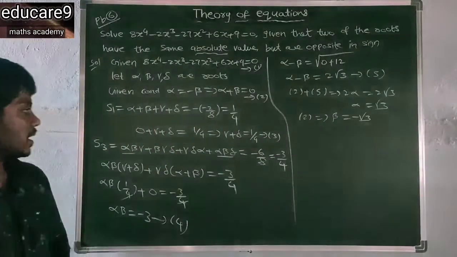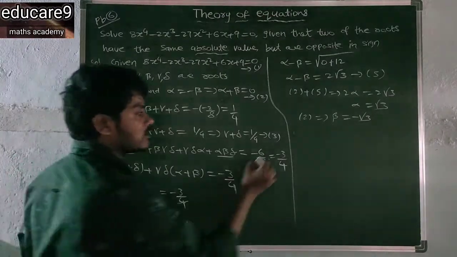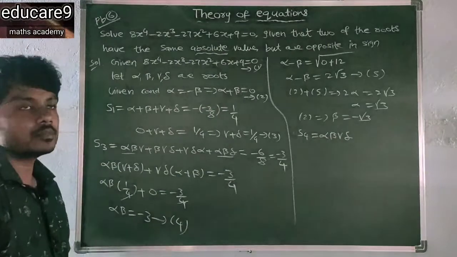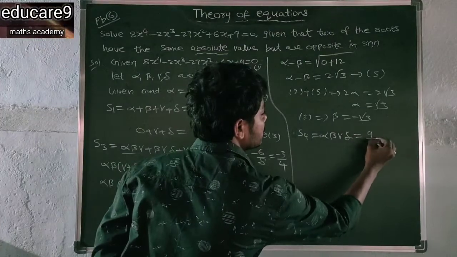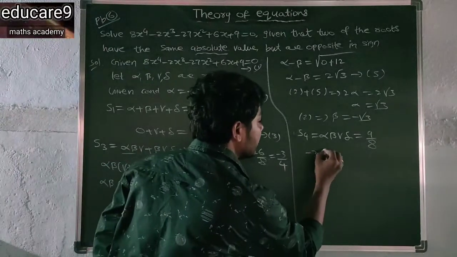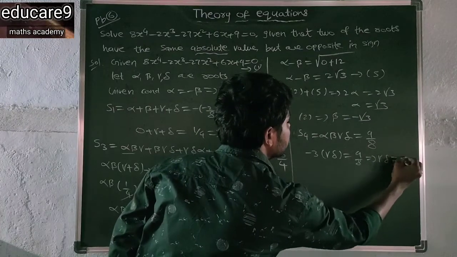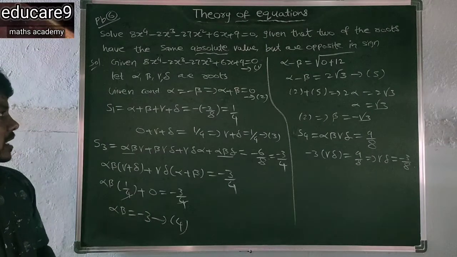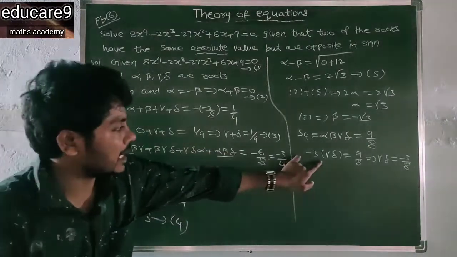Okay. Now alpha beta is there, that is minus 3. But what is S4? S4 is alpha beta gamma delta. Now clearly S4 is 9/8. So what is alpha beta value? Minus 3. So minus 3 into gamma delta is equal to 9/8. Therefore gamma delta value is minus 3/8. So gamma plus delta is there. What is that? 1/4. Now gamma delta is minus 3/8.